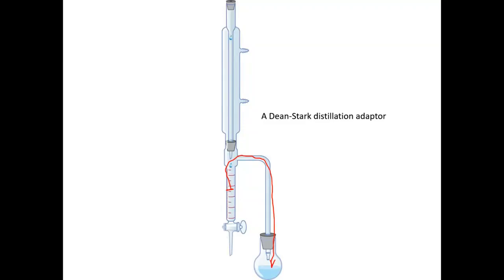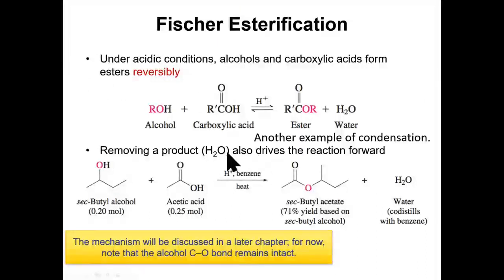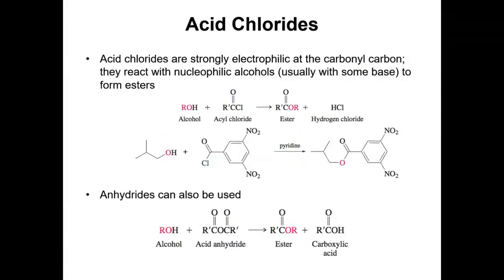So using this Dean-Stark adapter can continuously remove water from a reaction system by azeotropic distillation. This basically can help you shift the Fischer esterification equilibrium to the right side. The purpose of adding benzene or toluene is to continuously bring the water in the reaction system out of the reaction mixture, so shift the equilibrium to the right side.